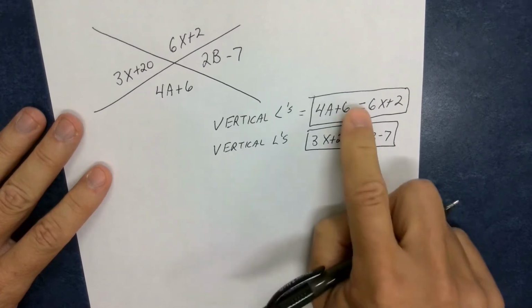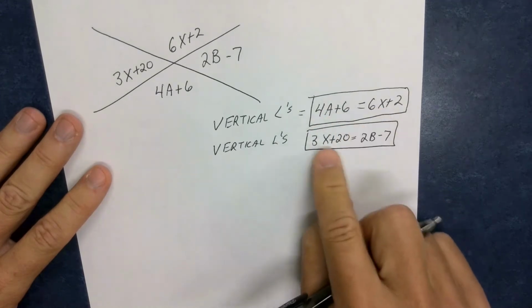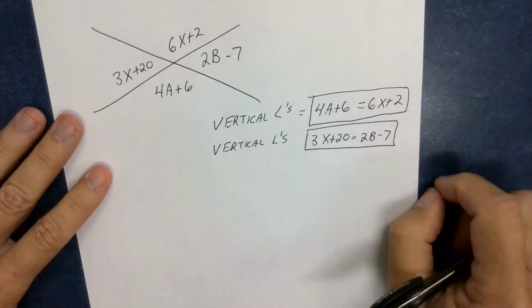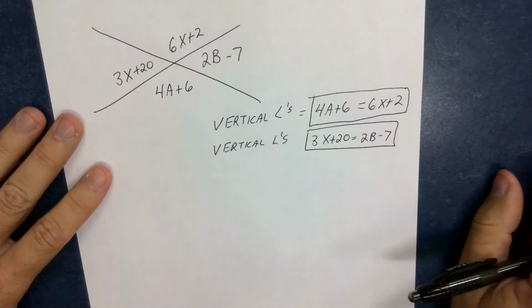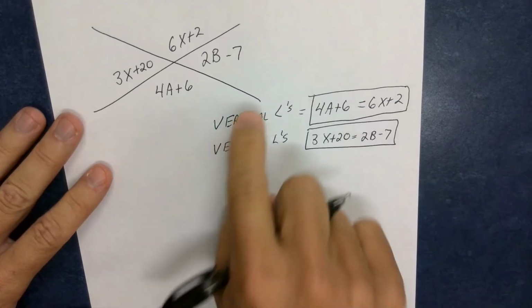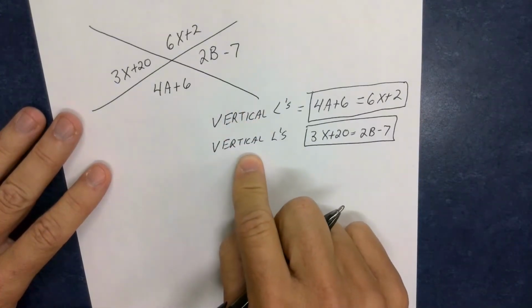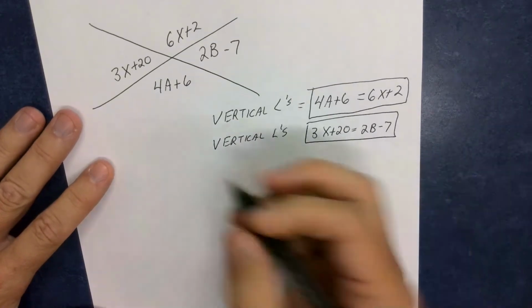So now I have two equations, but this is an a and an x, this is a b and an x. So even if I'm doing some advanced math, that still doesn't do me any good. So that means that vertical angles, even though it might help me in the future, doesn't help me now. Okay, so what other facts do I know?